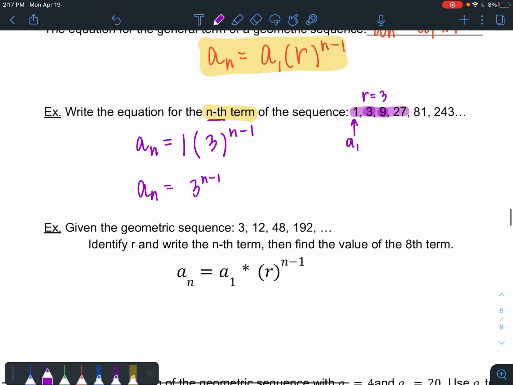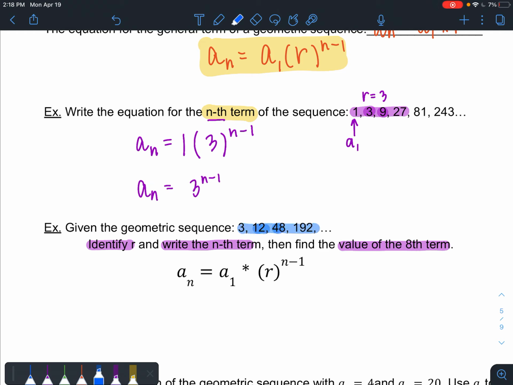Okay, let's look at this next one here. So we have a geometric sequence. Write r and find the nth term, then find the value of the 8th term. So identify r, write the nth term, and find the value of the 8th term. So it's 3 parts.